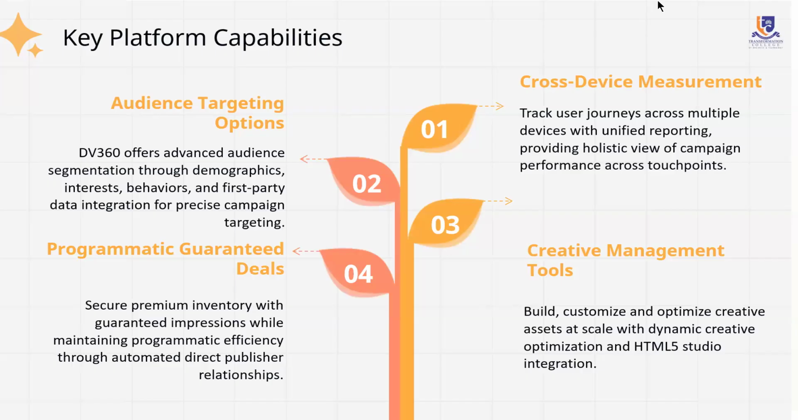So the programmatic guaranteed deals. These are the deals that secure premium inventory with guaranteed impressions while maintaining programmatic efficiency through automated direct publisher relationships. Now, this is on a more premium level, because mostly when it comes to this sector, you would need to have a good rapport with probably a publisher or a newspaper outlet, to have a direct connection or relationship between your brand and the publisher to make it easier for you to do your ads, be it video, audio, or display.